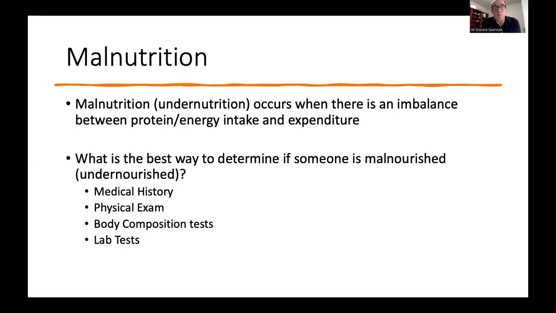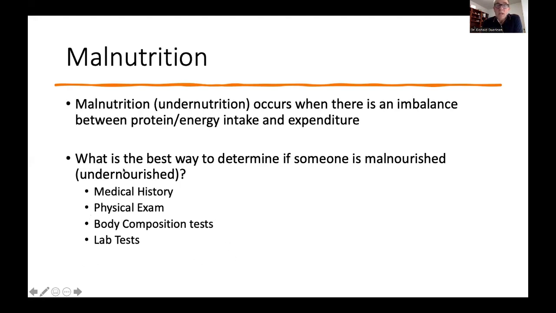What are the best ways that we can determine if someone is malnourished? And people have looked at, is it by taking medical history? Is it by doing a physical exam? Is it by doing a body composition test? Things like skin fold thicknesses, or now we have bioelectrical impedance, which is passing electrical current through different tissues to see how much fat or how much fat-free mass people have, or there are laboratory tests that we can do. And I'm going to tell you from the outset, it turns out that these latter two aren't that helpful when it comes to determining whether someone's undernourished.